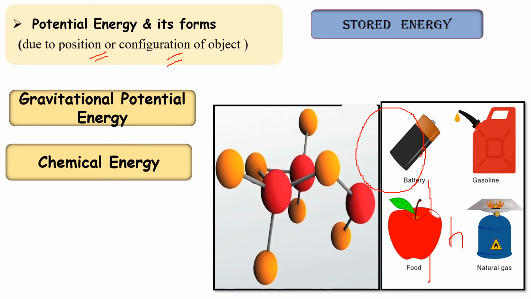Next is the chemical energy, the energy stored within the bonds of atoms and molecules. These are the bonds of atoms and molecules. That is the chemical energy. Now this chemical energy, though it is stored in these bonds, becomes usable through devices like a battery, or food, or natural gas, which become the medium through which chemical energy can be utilized.